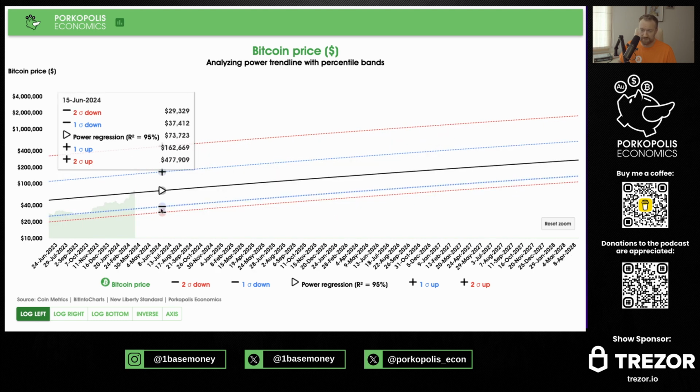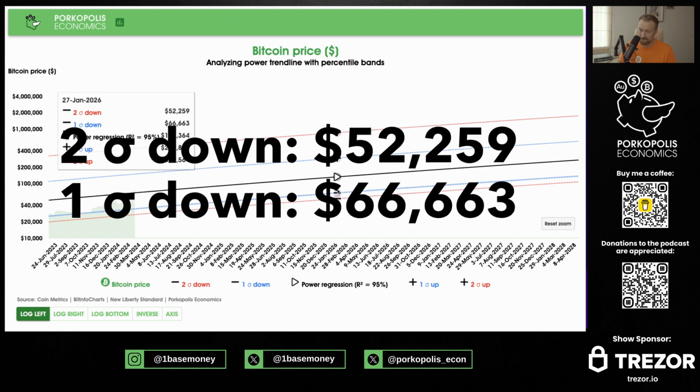And then just for your exuberance and enjoyment, let's go out to the end of the 4-year cycle, which would be about 2025, at the moment November, December 2025. Let's just read them all off here. 2 sigma down, which is an extremely rare event: $52,000 Bitcoin. 1 sigma down, which is not as rare an event, in fact can be quite common, even if it hits that extreme line: $66,000 Bitcoin.